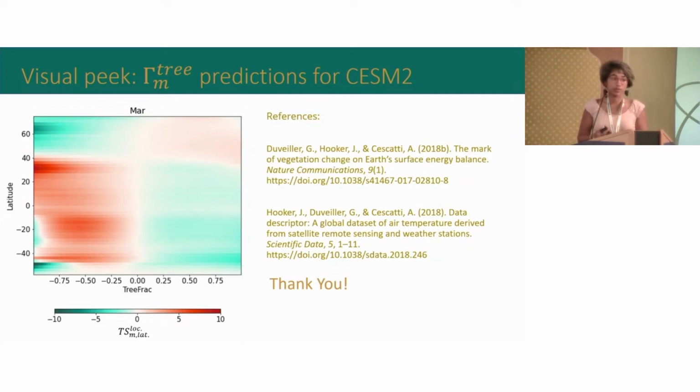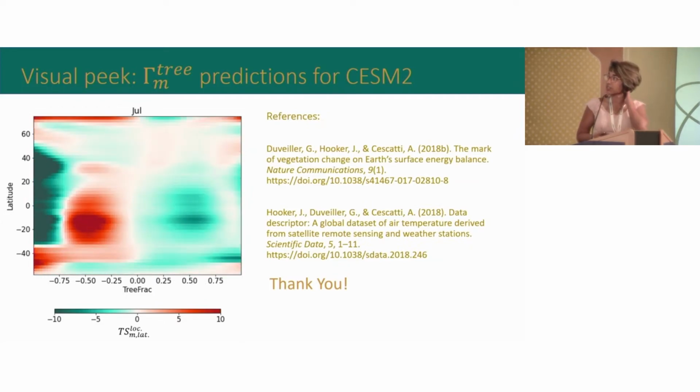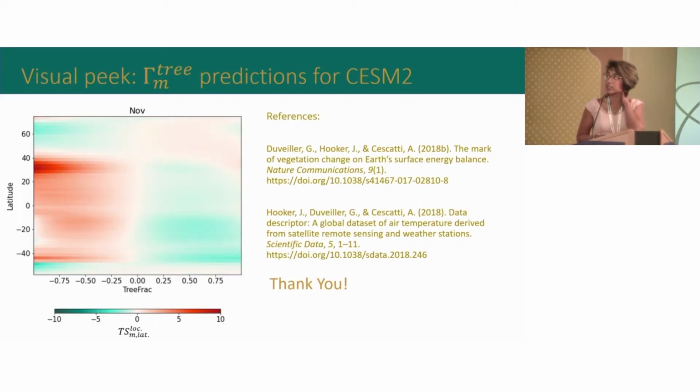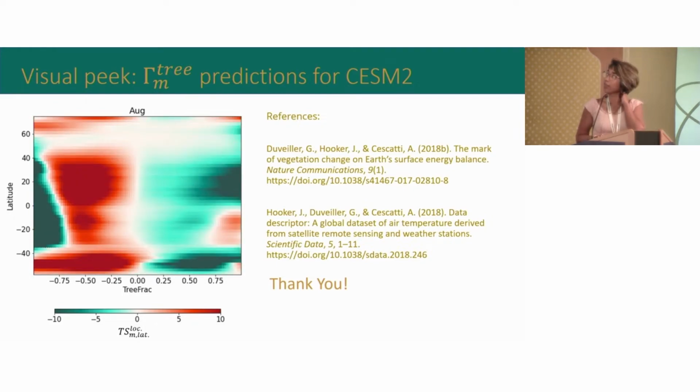So here's a visual sneak peek that I will leave everyone with of what the temperature emulator looks like. On the x-axis, you can see the range of tree fraction changes, and on the y-axis are the latitudinal bands. The color bar indicates the emulated surface temperature response, and it's showing for each month.